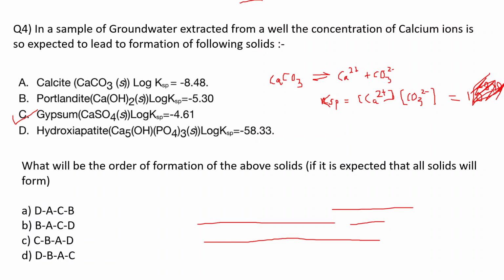Calcium carbonate will dissociate into calcium ion and carbonate ion. Ksp will be the concentration of Ca2+ multiplied by the concentration of carbonate. So please look at the following options and let me know what will be the sequence of formation of the above solids, which will be formed first and which will be formed last.